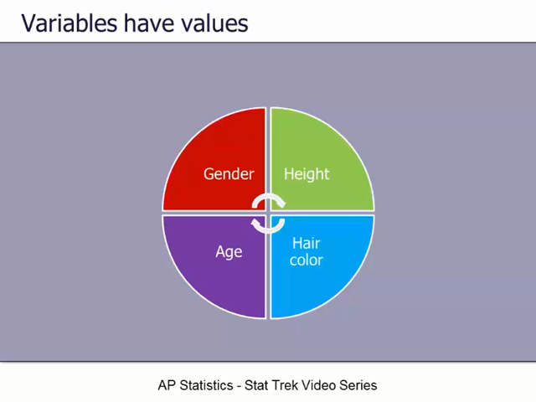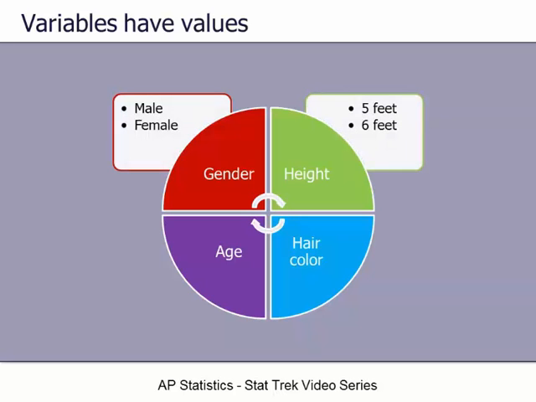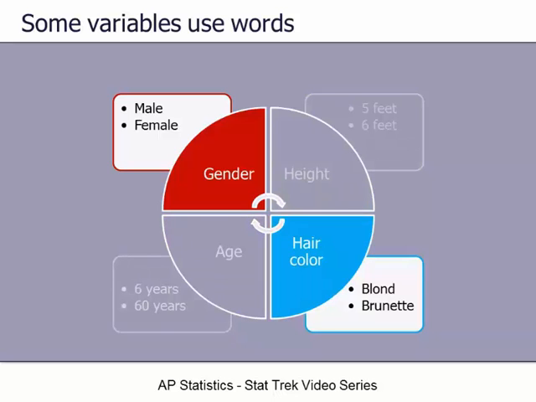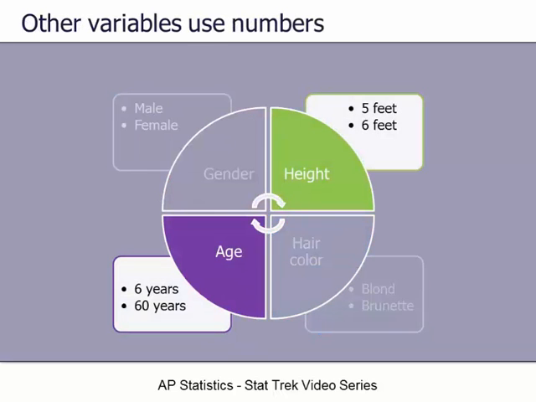A person could be male or female, 5 feet tall or 6 feet tall, blonde or brunette, 6 years old or 60 years old. Note also that some variables, like gender and hair color, use words to describe a person. Other variables, like age and height, use numbers.